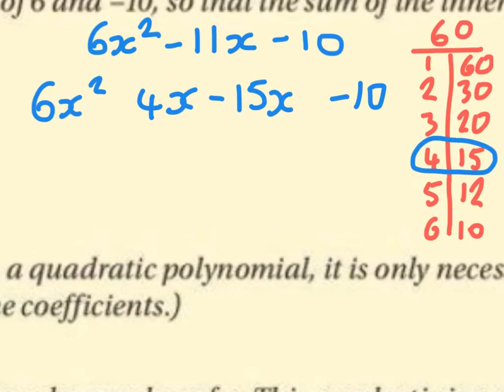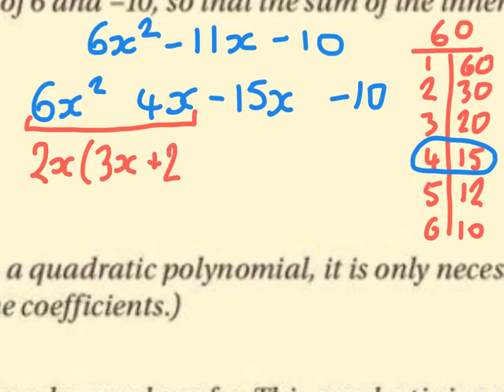So next I'm going to group together my first two terms and factorize those. So what will divide into 6 and 4? Well, that's going to be 2. And what will divide into x squared and x? That's going to be x. So 2 into 6 goes 3 times. x into x squared goes x. And 2 into 4 goes twice, and x just divides into x. So my highest common factor is 2x. 2x divides into 6x squared and leaves me with 3x. 2x divides into 4x and leaves me with plus 2.